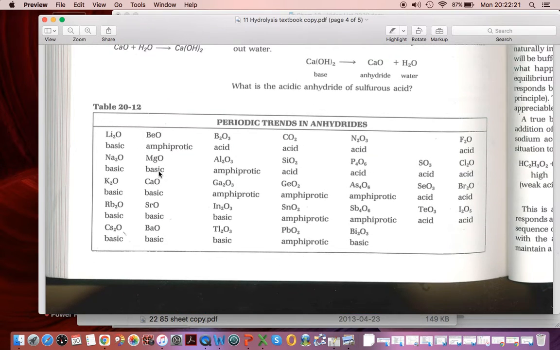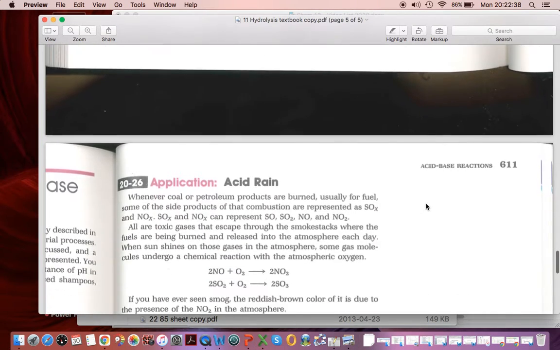So here are the periodic tendencies. On the left, things are basic. And so you say to yourself, basic: alkali metals, alkaline earth metals. In the middle, things can be amphiprotic. Sometimes they're acidic or basic, depending on conditions. And over on the right with the nonmetals, they tend to be acidic.